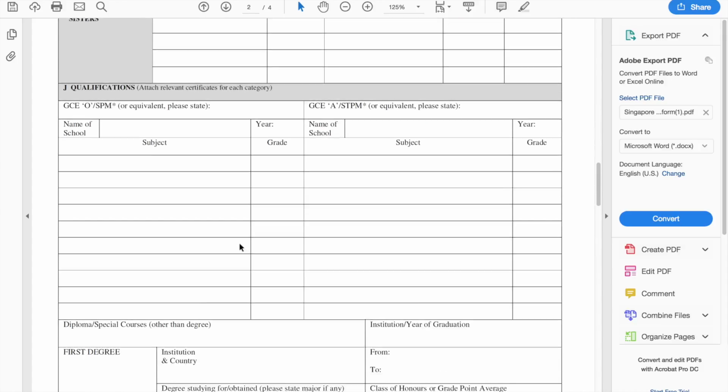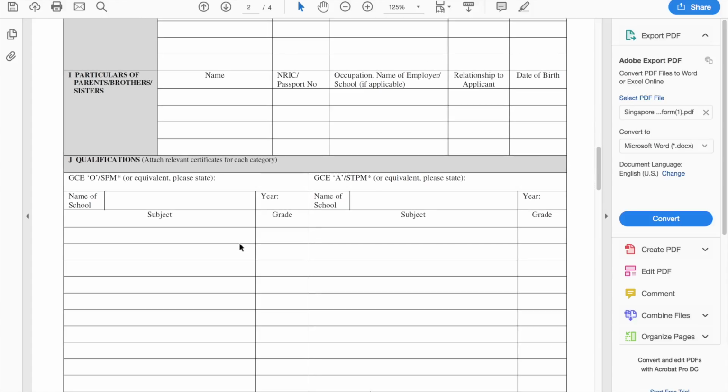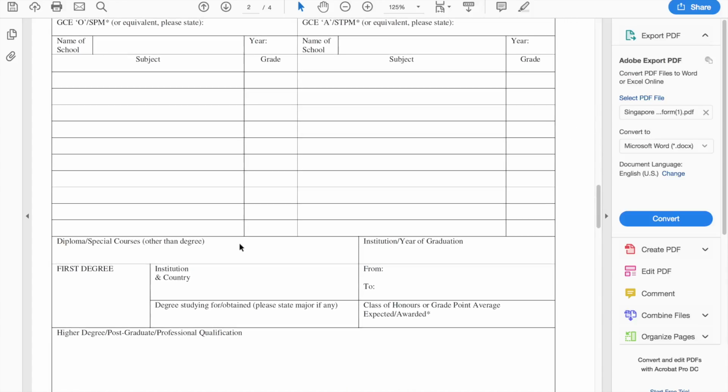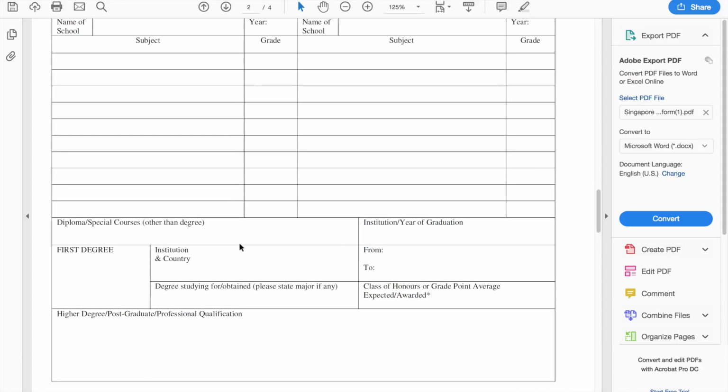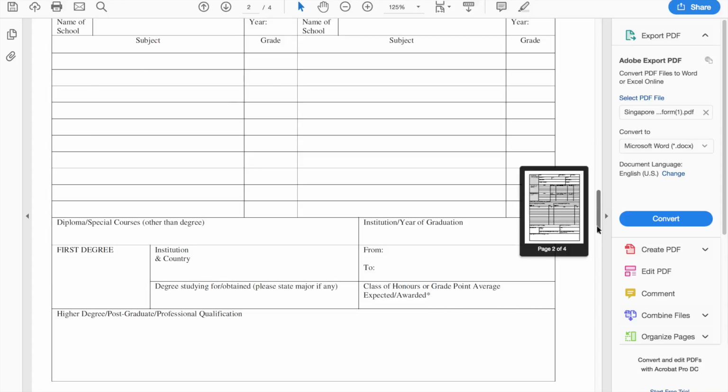Okay. Then after that, you need to provide information on the diploma and degree that you have done. All those details would be listed in this particular area. Moving on.